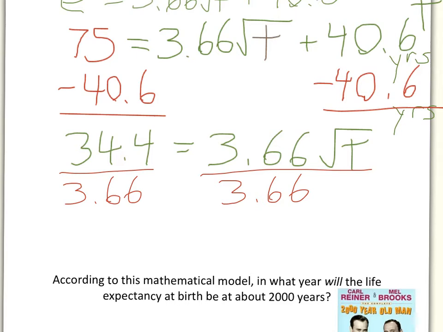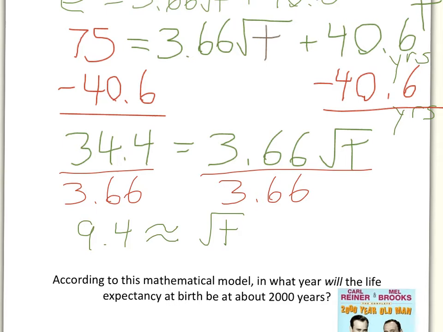So 34.4 divided by 3.66, again, we are going to round. It's still 9.4, which is now approximately equal to the square root of T. We are not yet done, however. Remember, whenever you're solving for a variable, you want nothing remaining except the variable itself. Nothing remaining. That means everything is gone. Literally everything. Just that lowercase letter remains. Well, that's not the case now. We still have a little square root around the T, which means we need to get rid of it.